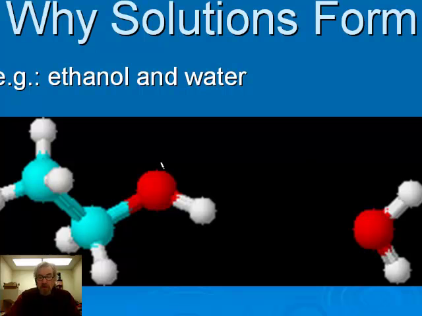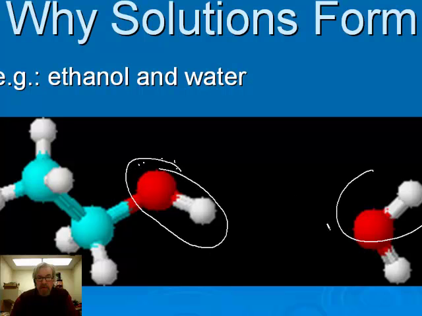And here's why. If we look at the structure of ethanol, we see an OH bond, and of course this has lone pairs on it. And water also has lone pairs and an OH bond. So hydrogen bonding exists between ethanol and ethanol, but it exists between ethanol and water as well.